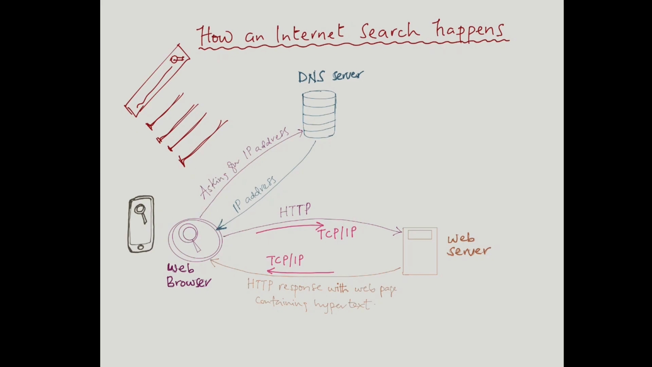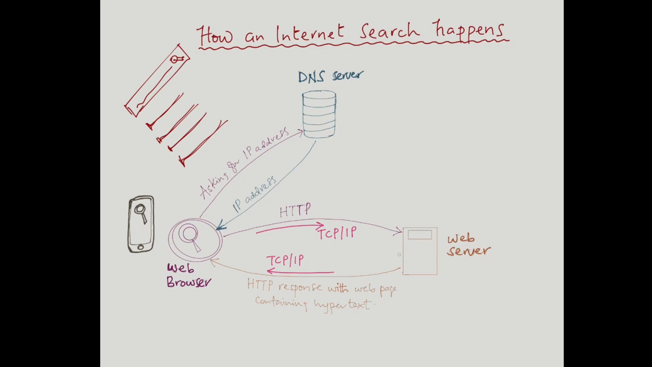When you tap on it, the browser sends a request to the DNS server, asking for the IP address. The IP address is basically the location of the information that you want to access. The DNS server sends that IP address back to the web browser. Then the web browser sends an HTTP request to the web server.